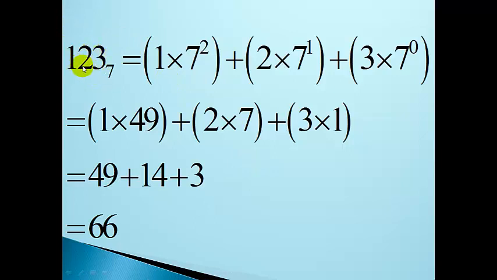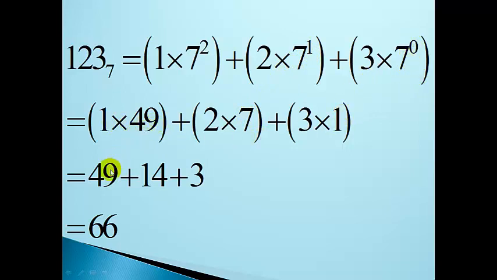So converting 1, 2, 3 base 7 to base 10, we also multiply the digit by the base. We multiply the digit by the base one after the other. So we have 1 times 7 plus 2 times 7 plus 3 times 7. After multiplying the digit by the base, we raise the base to an exponent from the right to the left, starting from 0. So we have 0, 1, 2. Now 7 squared equals 49. 7 raised to the power 1 equals 7. And 7 raised to the power 0 equals 1.